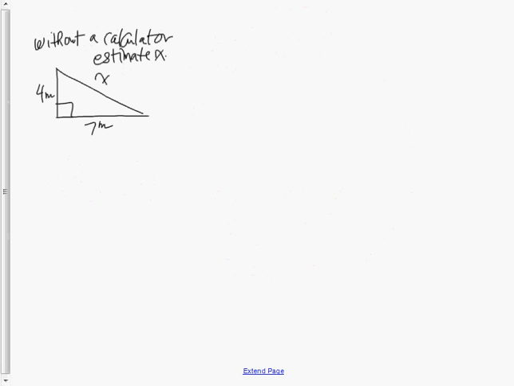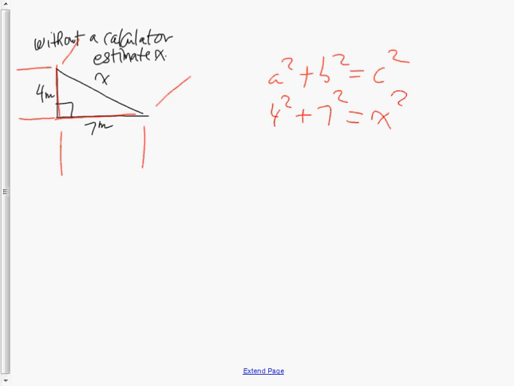It says, without using a calculator, estimate x. So this is a Pythagoras question. So two ways you can do it. You can write your formula, a squared plus b squared equals c squared. Your a and your b are always the legs, or those two sides of a right triangle that make up your 90-degree angle. So 4 squared plus that 7 squared has to equal x squared, or c squared, the hypotenuse.